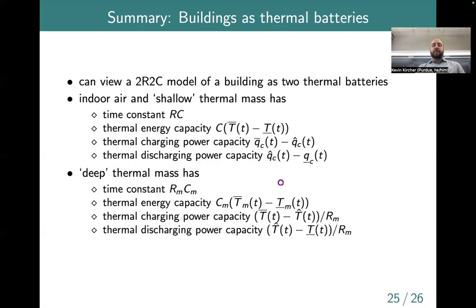And then the deeper thermal mass, similar. Again, we have an RC time constant, but the R comes from the strength of coupling between the indoor air and the thermal mass. And the C here is associated with all the material that makes up the thermal mass. And then the energy and the charging and discharging power capacities are defined like this. So I think that's kind of cool.